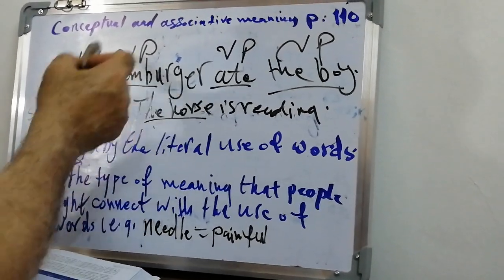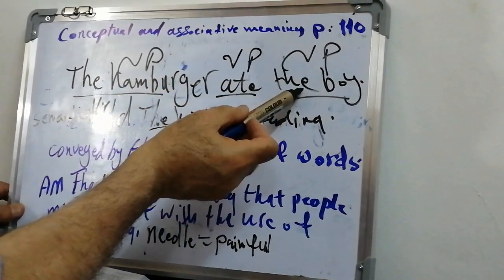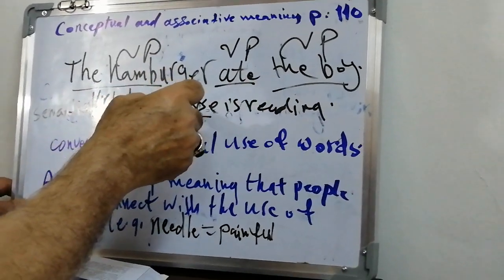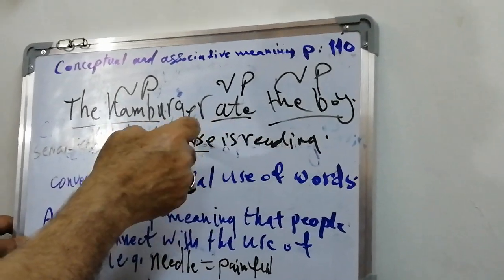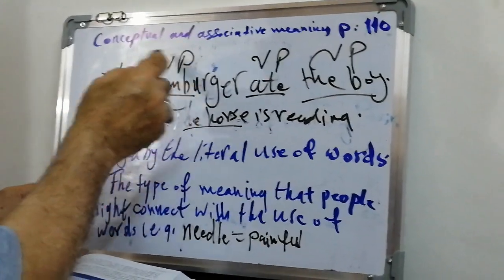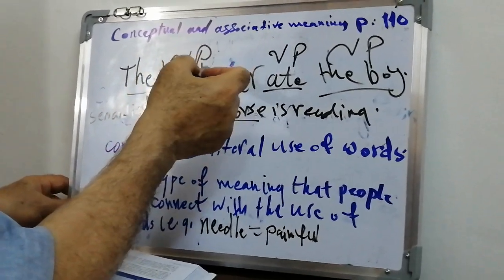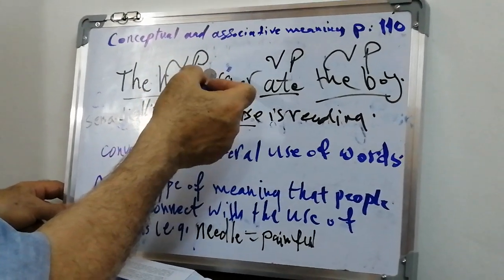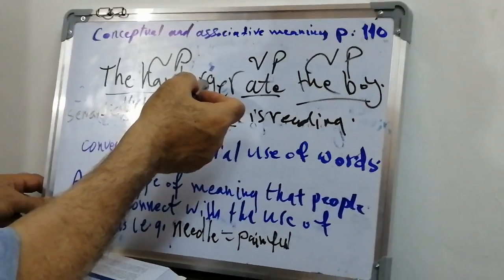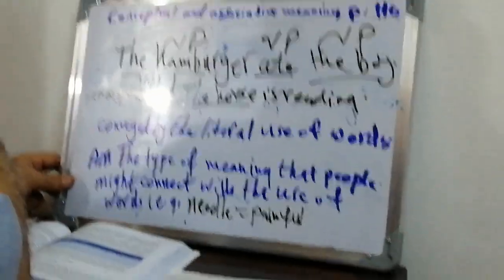Why? Because it is not possible for the hamburger to eat the boy, and it is not possible for the horse to read. Why? Because the conceptual meaning of the word horse and the conceptual meaning of the word hamburger prevent us from using such sentences.